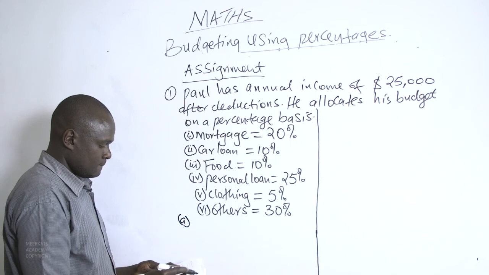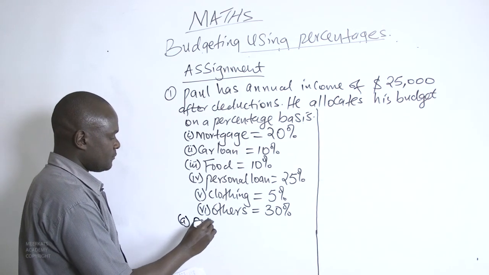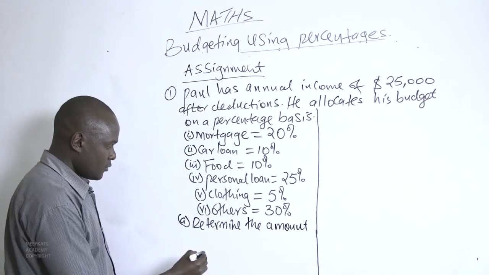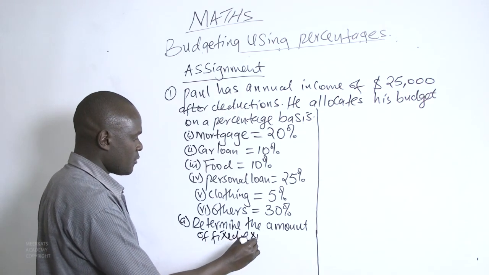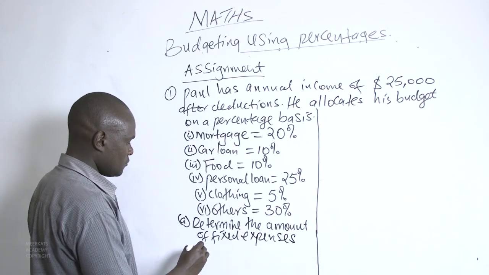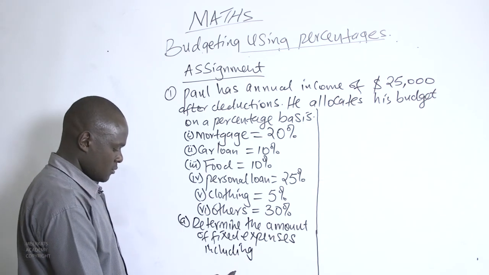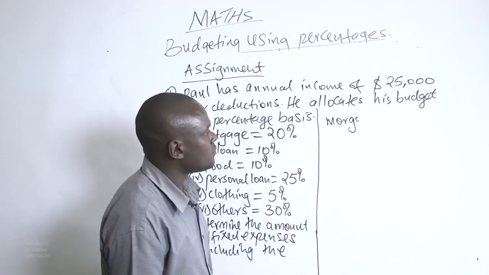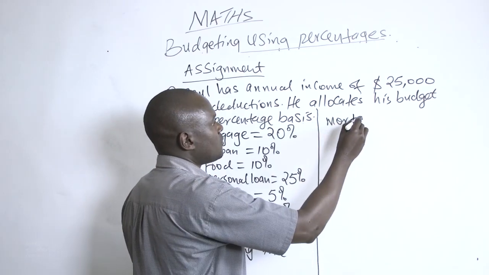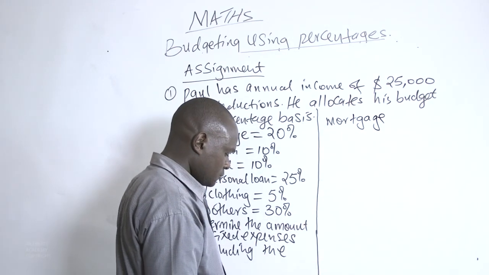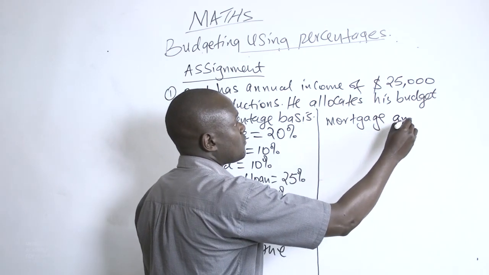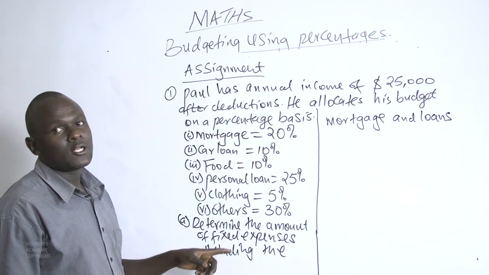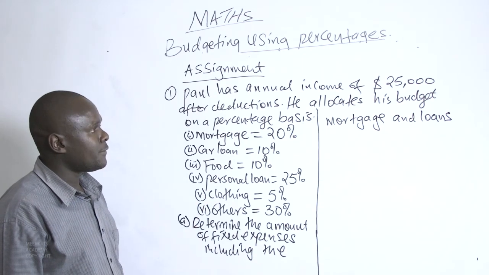The questions are, we determine the amount of fixed expenses, which includes the mortgage and loans. That is the total amount that will be spent on mortgages and loans. And remember, we have two types of loans, the car loan and we also have the personal loan.